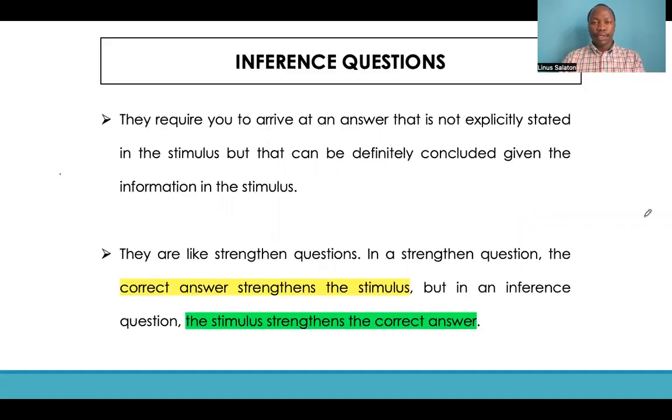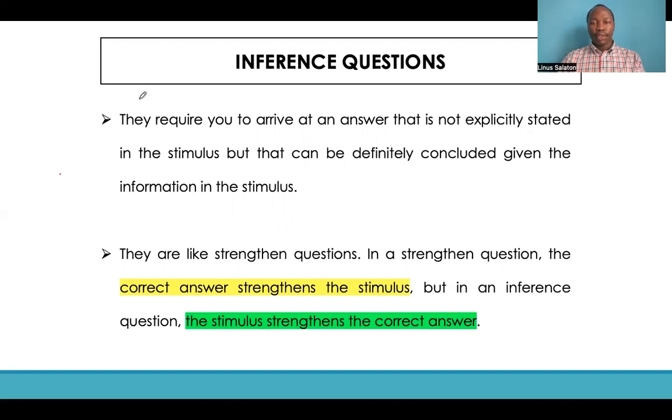Inference questions are created from the word inference. Inference is a noun that could mean drawing a conclusion from evidence or information that is provided. So inference questions require you to arrive at an answer that is not explicitly stated in the stimulus, but can be definitely concluded given the information in the stimulus.